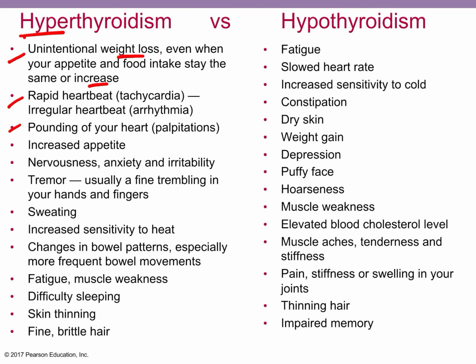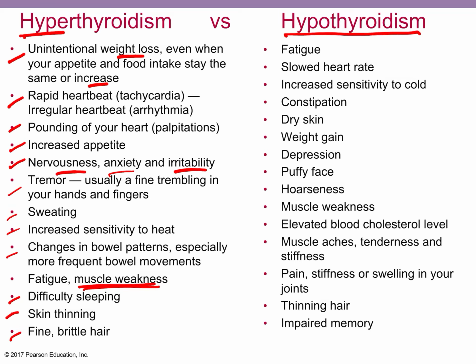Your heartbeat tends to be fast. You have a pounding heart. You have an increased appetite. You might feel anxious and nervous and irritable because of this imbalance of thyroid hormone. You can have tremors. You can be sweating. You're going to feel very hot. You might have a change to your bowel movements because of the breakdown of protein. You might feel muscle weakness, difficulty sleeping, skin is thinning, and your hair gets fine and brittle. So these are all side effects of that.